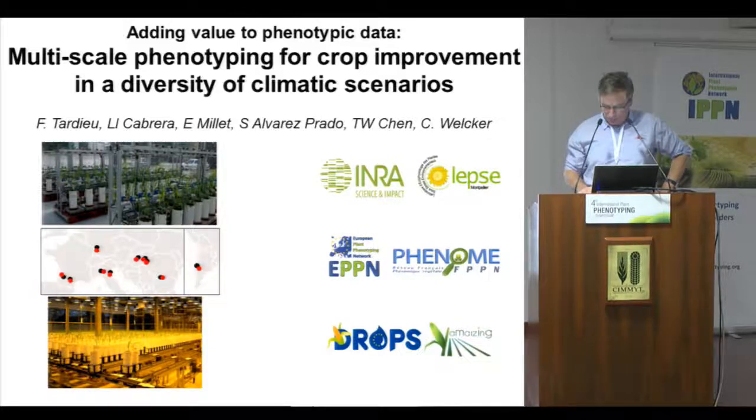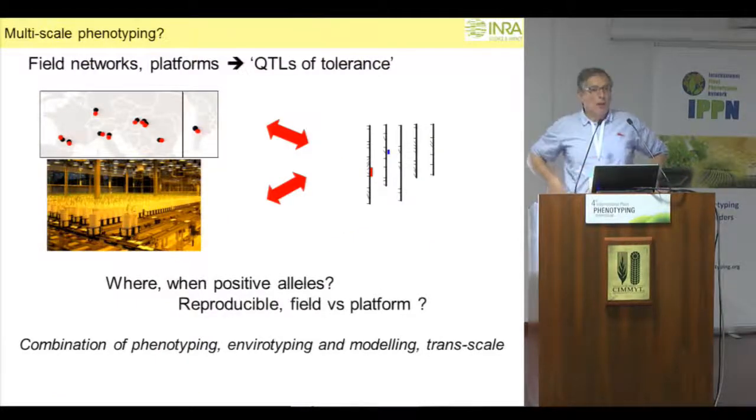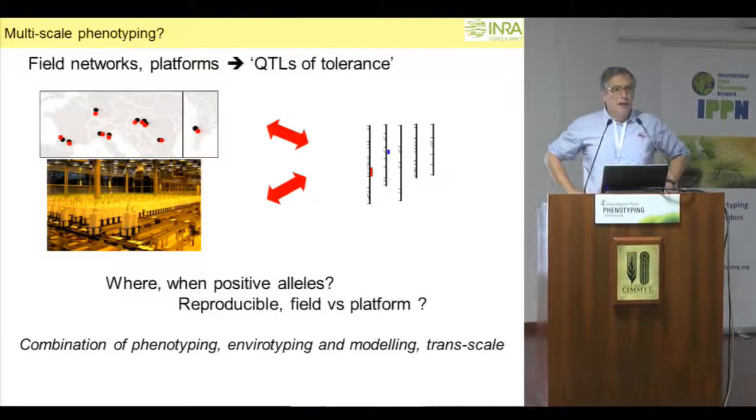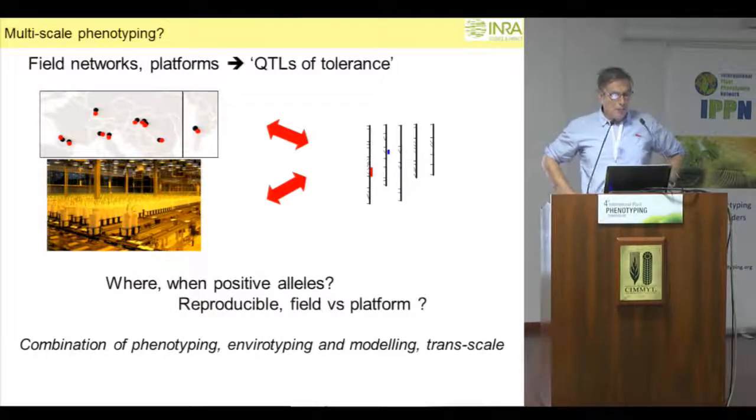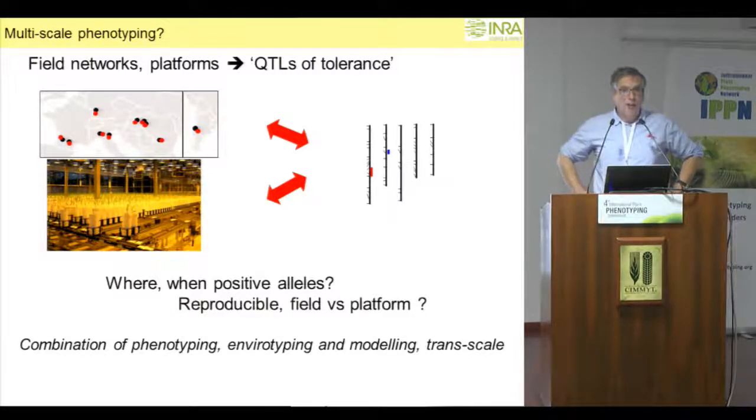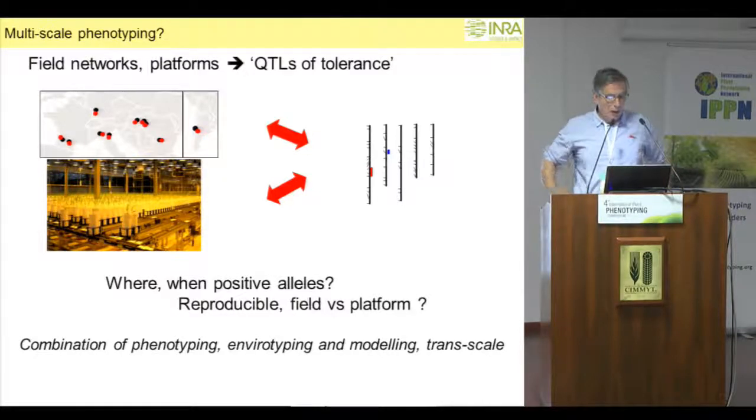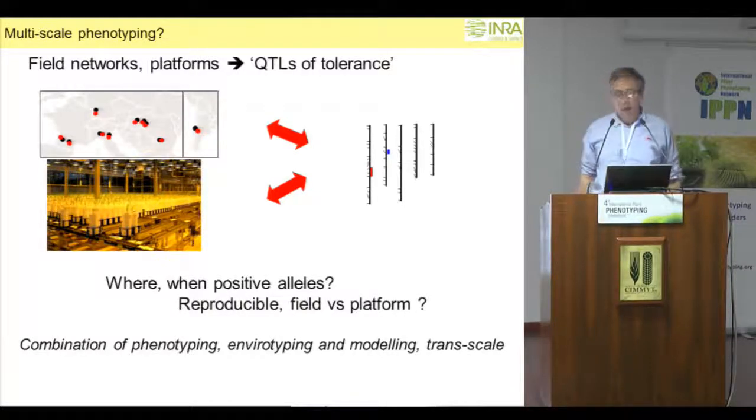Right, so we all want to find QTLs of tolerance, whatever it means, either from a platform or from a network of fields. And the real questions are where, when the alleles are positive, is it reproducible, what can I do with a platform, with a field, etc. So what I'm going to present is basically a combination of phenotyping, variotyping and modeling, transcale.